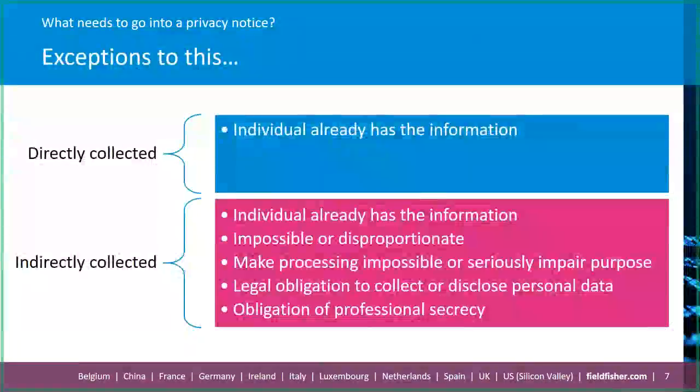And now we're going to have a look at some of the exceptions. So there are a few exceptions to this obligation to give individuals a privacy notice. One of the exceptions is that the person already has the information, and that one applies whether you've collected the information directly or whether you're collecting it indirectly. And there's a few more exceptions that apply only to indirectly collected information.